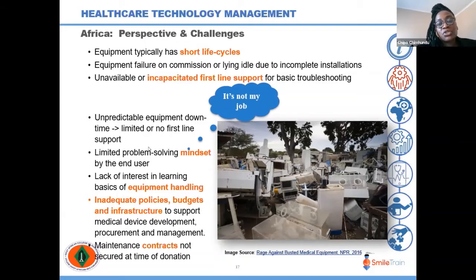Here is just a visual from an equipment dump site in Malawi, and it really shows you the gravity of our problem, that we really need to be careful about the equipment we are procuring and have clear disposal protocols.